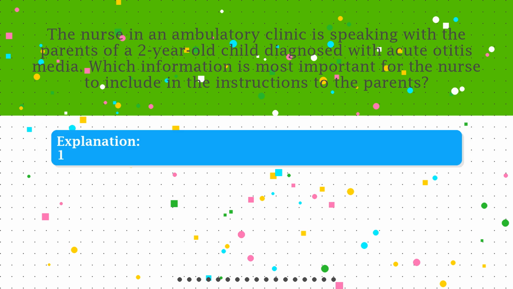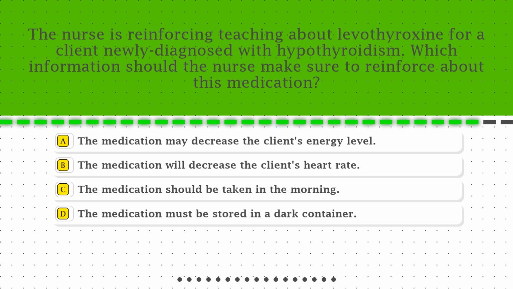Question 13. The nurse is reinforcing teaching about levothyroxine for a client newly diagnosed with hypothyroidism. Which information should the nurse make sure to reinforce about this medication? Option A. The medication may decrease the client's energy level. Option B. The medication will decrease the client's heart rate. Option C. The medication should be taken in the morning. Option D. The medication must be stored in a dark container.